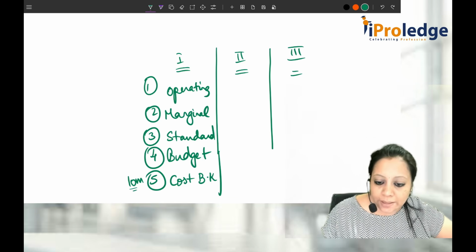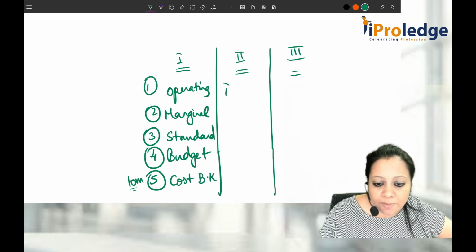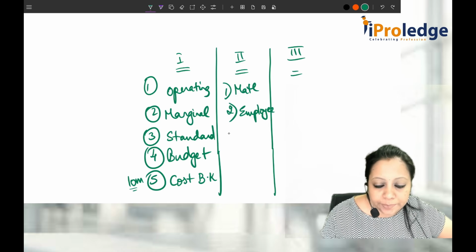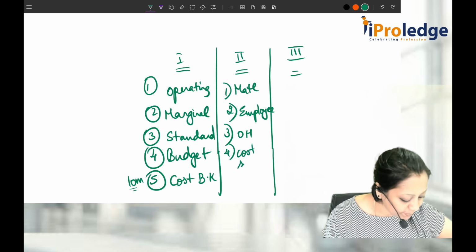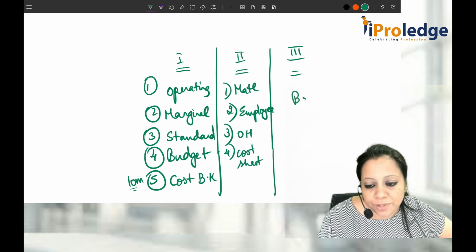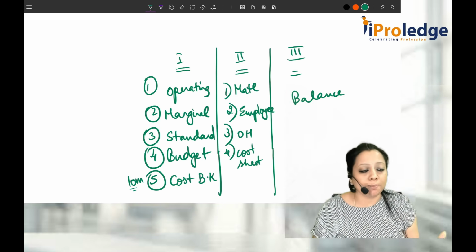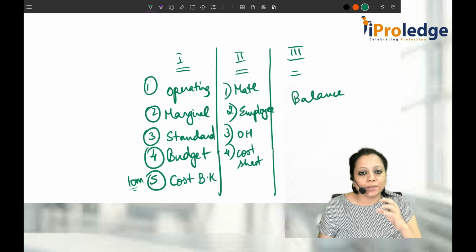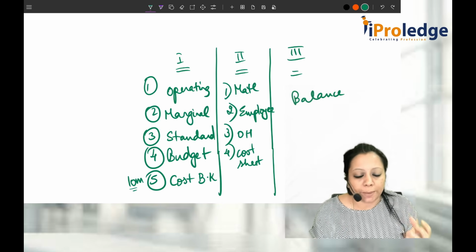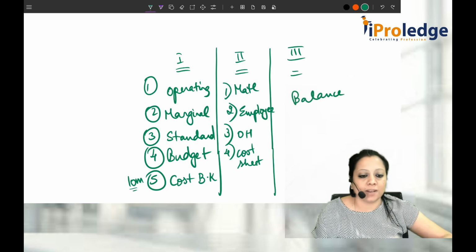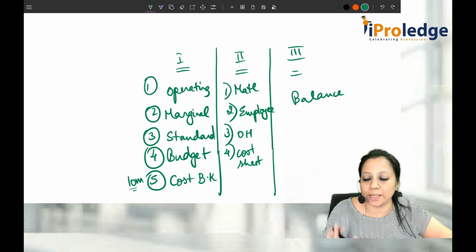Then obviously you should focus on material, employee cost or labor, then overheads, cost sheet, then the balance topics, joint products, process. Process is also important. I'm not saying anything is important or not important. Process will consume a lot of time for preparation. So for those who want to complete the portions fast, I am giving this order.